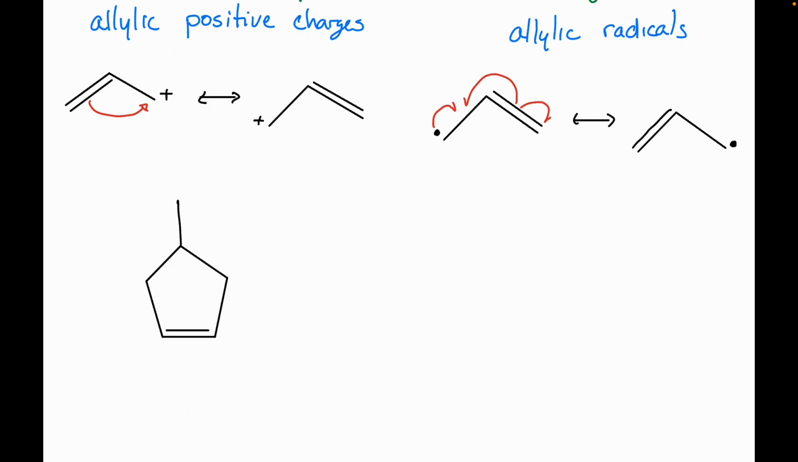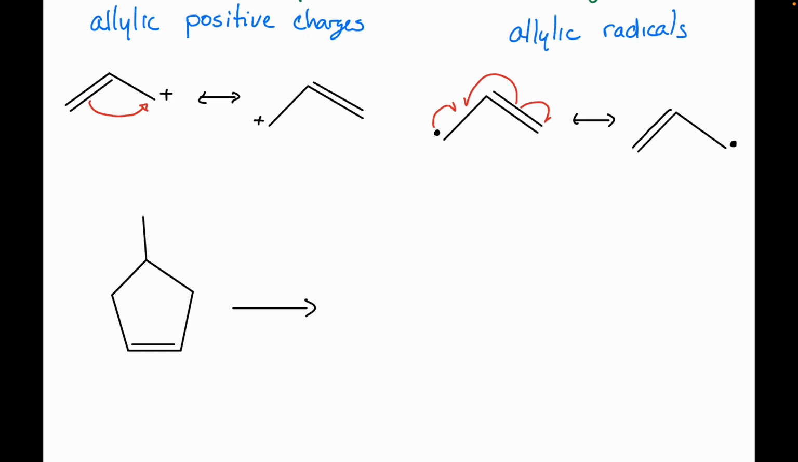Okay, so now I have a cyclopentene here, a 4-methyl cyclopentene. We're going to treat this with NBS, and we want to know what our products are. But here we're actually going to get a mixture of 2 products. So why would that be?